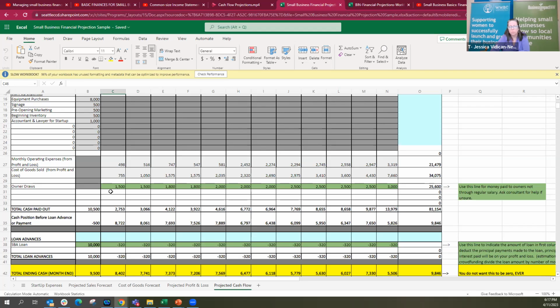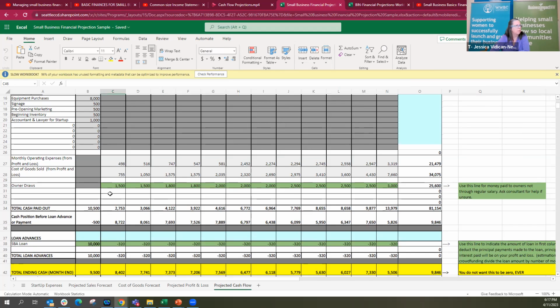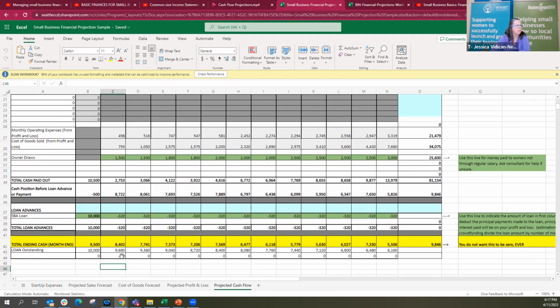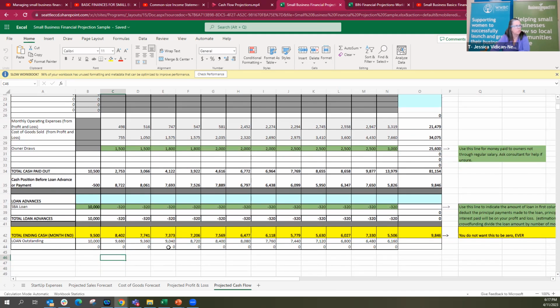The owner draw is where you put this in here, because in the cash flow statement is where you can figure out how much you can pay yourself. And then you can see your total cash paid out for each of the months and what your cash position is after that. And then you have your loan payments and your total ending cash at the end of the month. And in this example, it shows you your loan outstanding. You can watch the principal go down over time. And as you can see, you don't want the ending cash at month end to be zero ever.